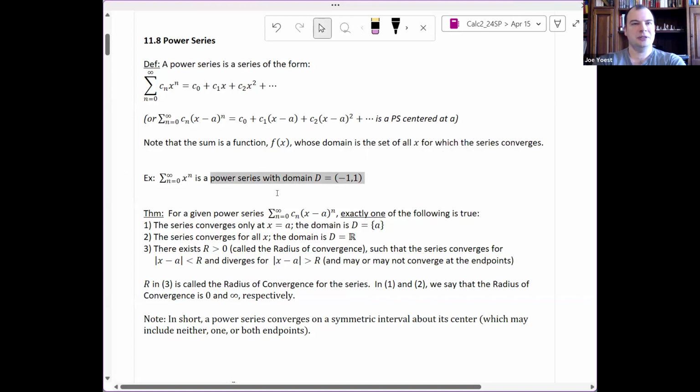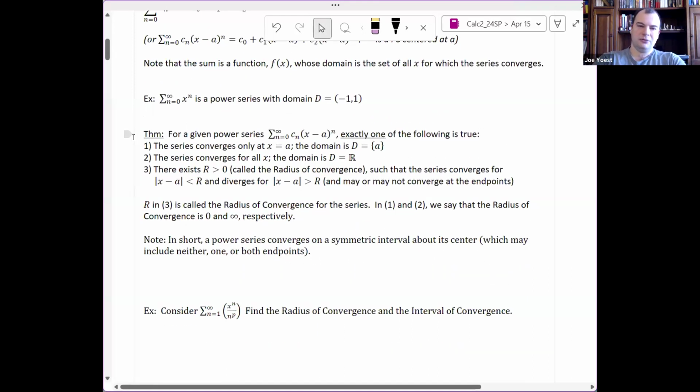Of course, that's the open interval -1 to 1. We recognize it's in a slightly different form, but this is just the geometric series when my initial constants are all 1. I know that a geometric series converges when its ratio, the base, is strictly between -1 and 1. So this series, sum n equals 0 to infinity x to the n, is a power series with domain the open interval -1 to 1.